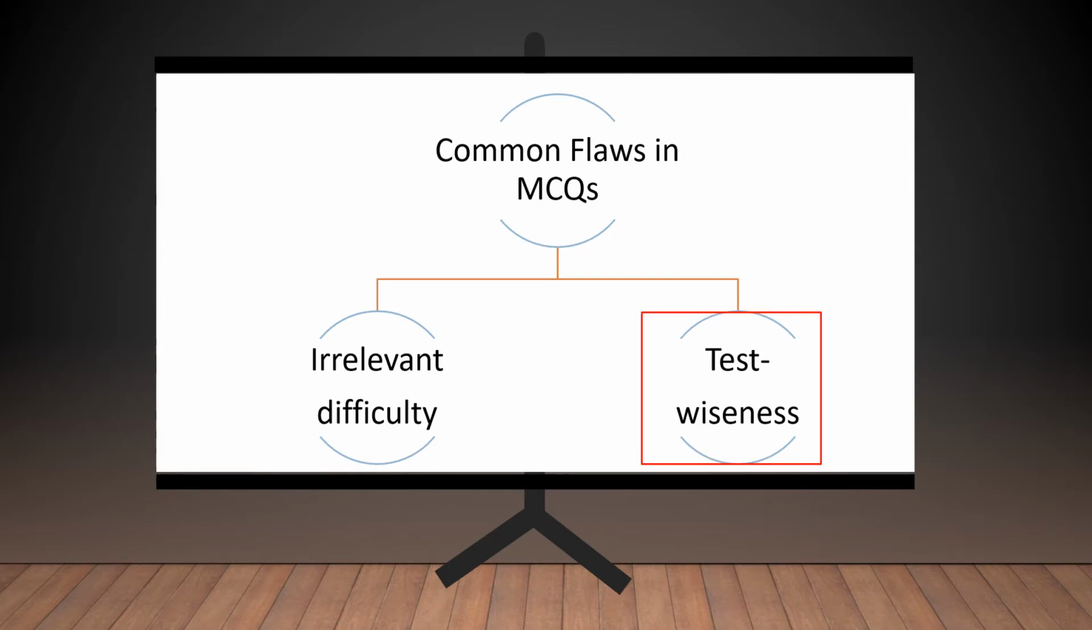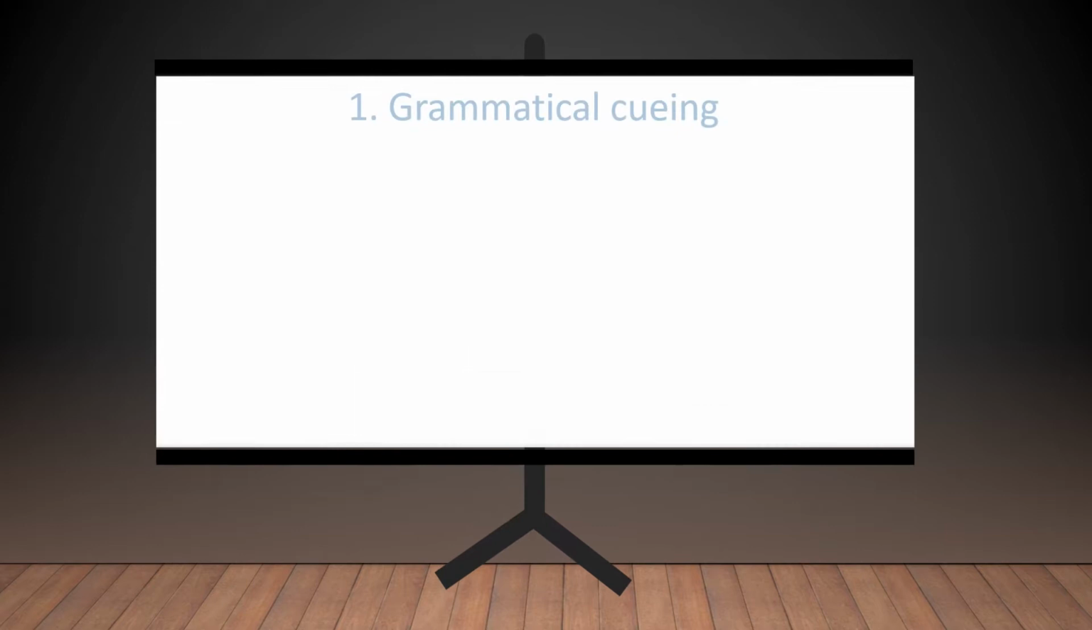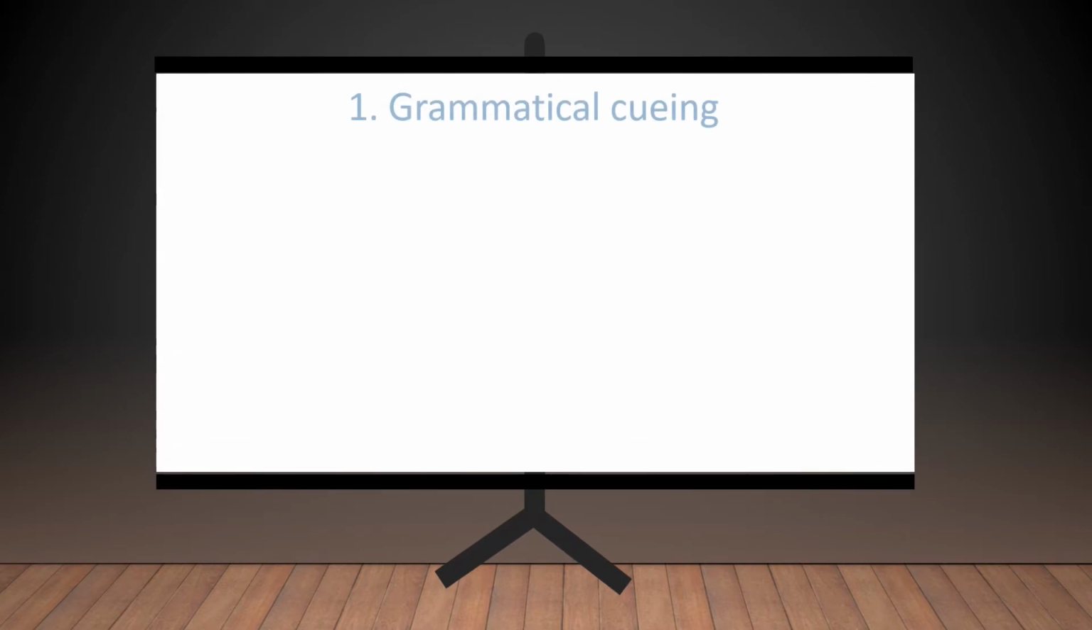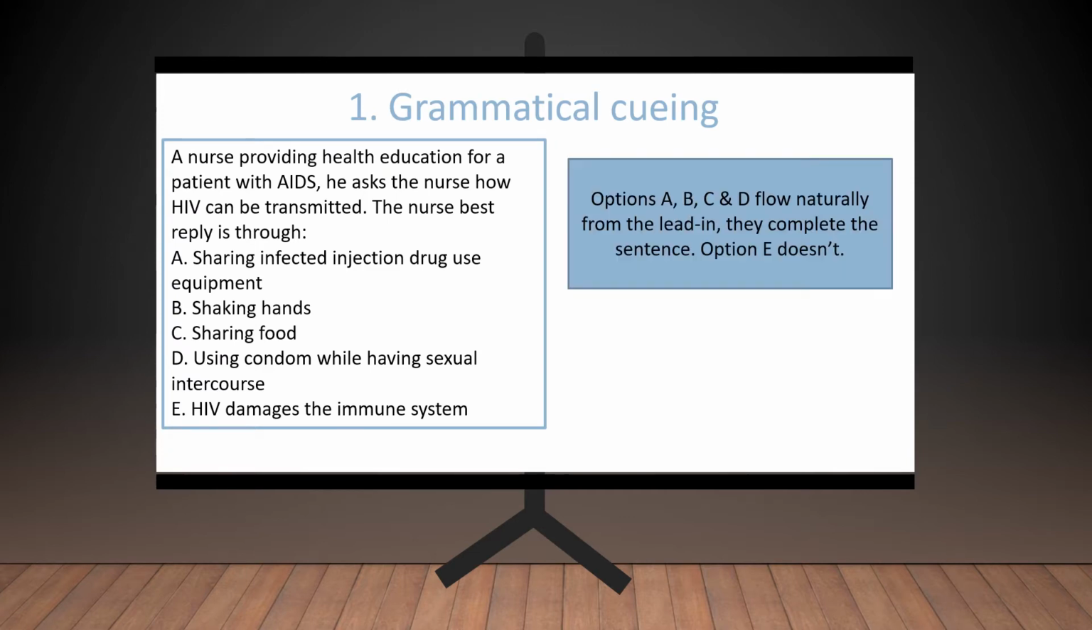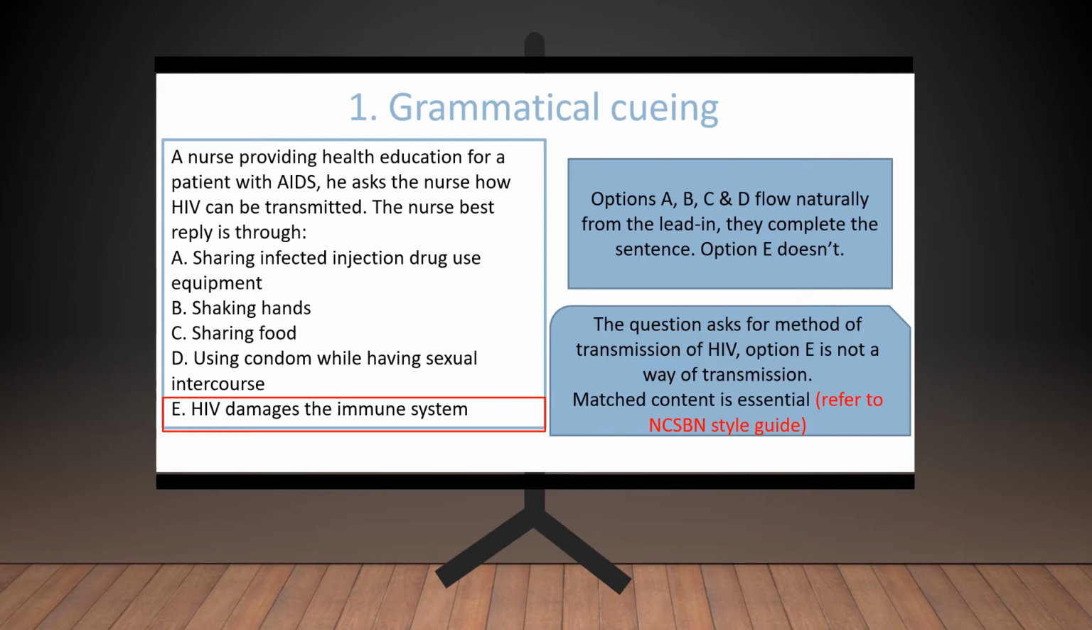Now let's take examples on test-wiseness flaws. Number 1. Grammatical cueing. In this example, you will notice that options A, B, C, and D flow naturally from the lead-in. They grammatically complete the sentence, while option E doesn't. Also, the question asks for a method of transmission of HIV, which all options are except for E, which will make it easy to rule out. So always make sure to have some sort of matched content.